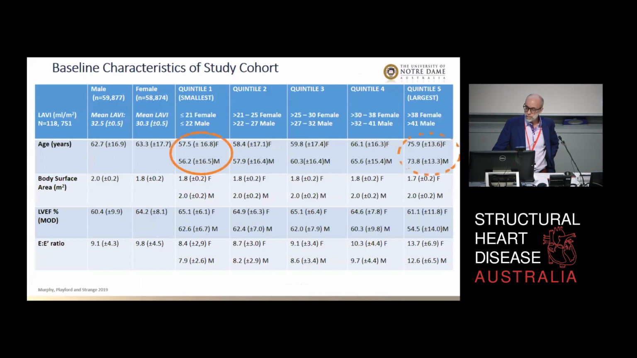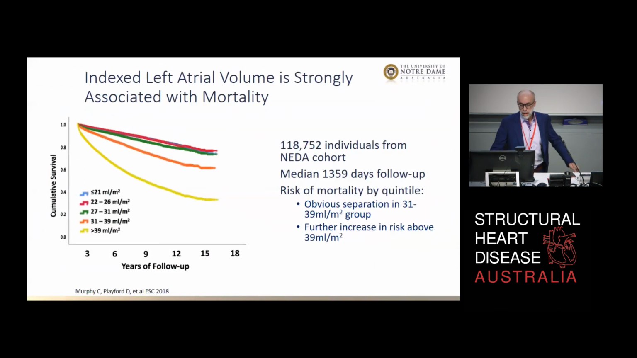Now, the expected characteristics: those with the smallest left atrium were younger, and the older people had the larger left atrium, and people with the largest left atrium tended to have more diastolic dysfunction. No great surprise there. But there was this huge separation between those who were normal. The light blue, less than 21, the red, which is 22 to 26, and the green, which is 27 to 31, all superimposed on each other, as you'd expect. And then in this 31 to 39 range, there was a clear separation. So we knew that the threshold of mortality had to be in that orange line somewhere.